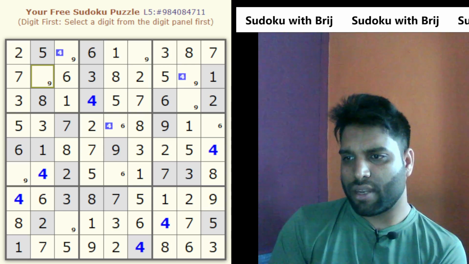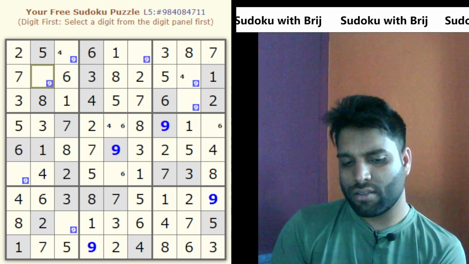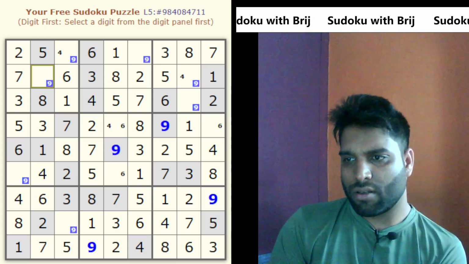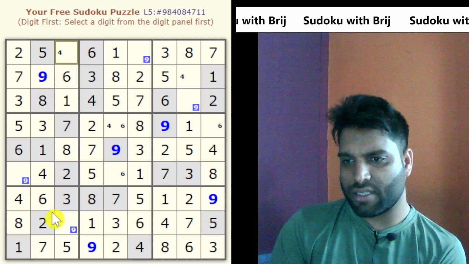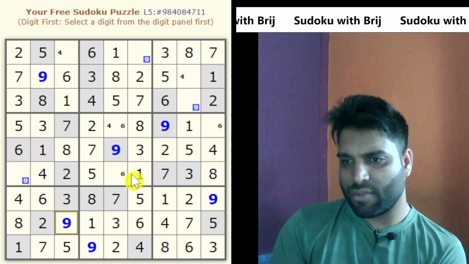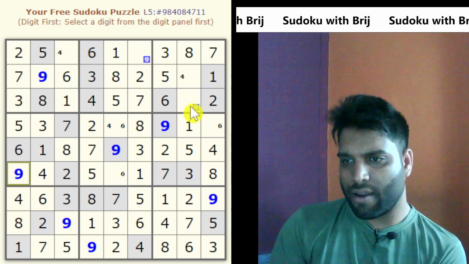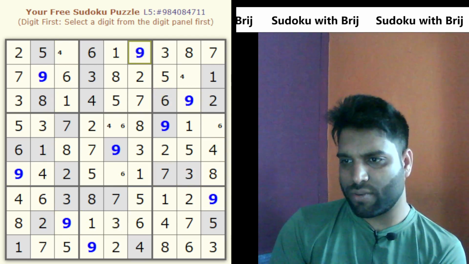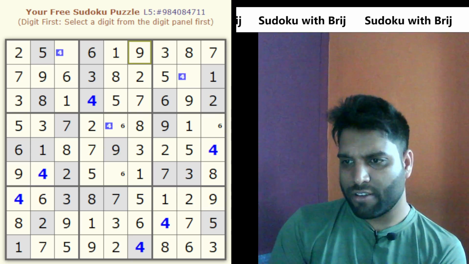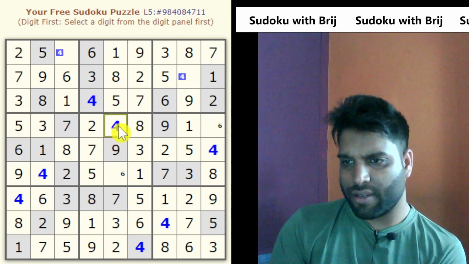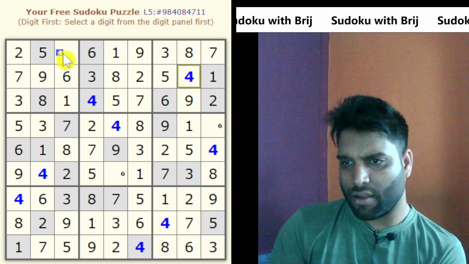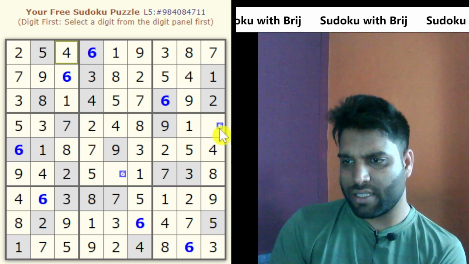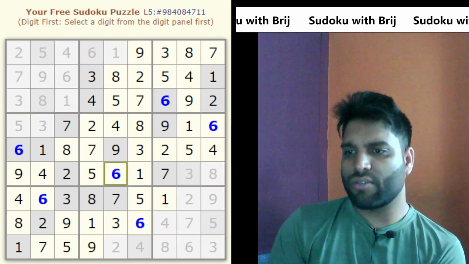Okay. Now let's move on to 9. 9 can be in this cell, and 9 can be eliminated from these cells, and again 9 can be here, and 9 can be here, and 9 can be here and here. So 9 is solved now. Let's move on to 4. So the 4 can be here, here, and here. So the only remaining is 6. 6 can be here and here. So now the puzzle is solved.